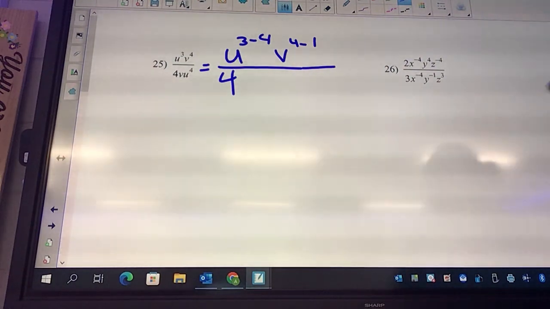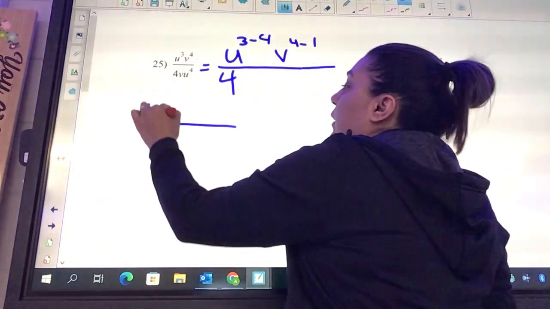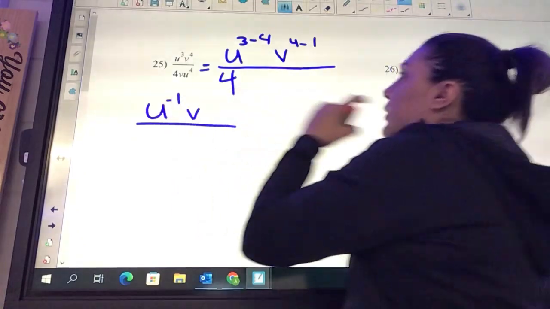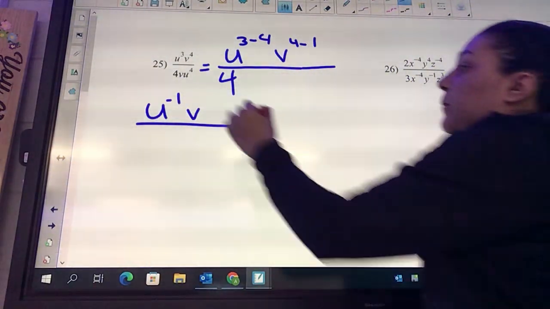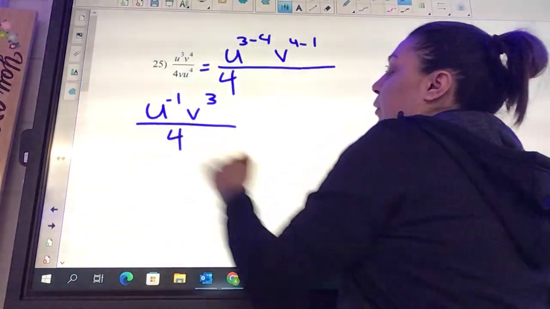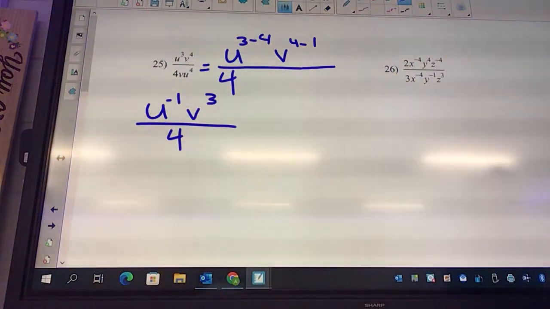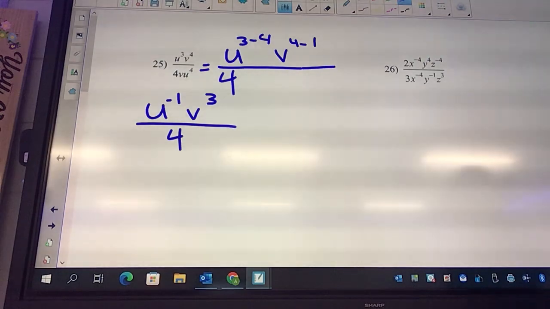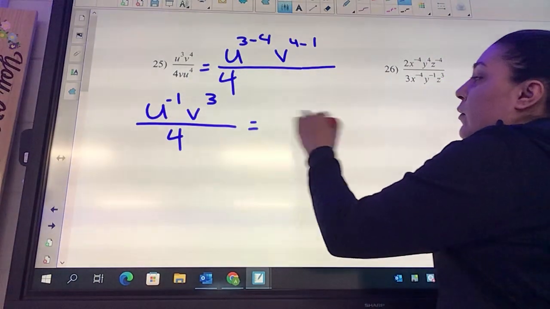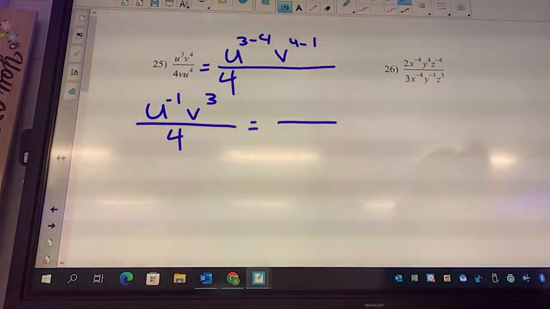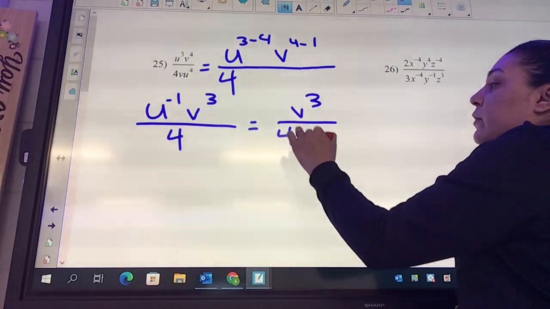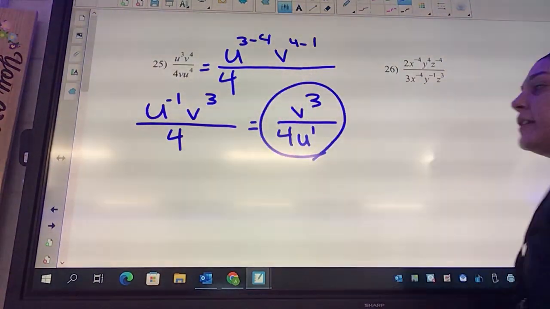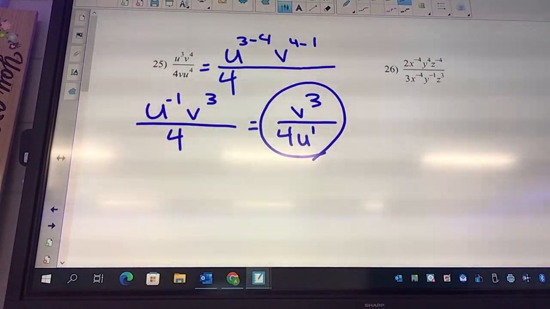Okay, what is 3 minus 4? Negative 1. V to the 3. And still keep the 4 on the bottom. Are we finished? No, we need to move that negative. Okay? What needs moved? U to the 1. Okay, so we're going to have V to the 3, 4, U to the 1. Okay, and same thing, you can put the 1 on the U or you don't have to.